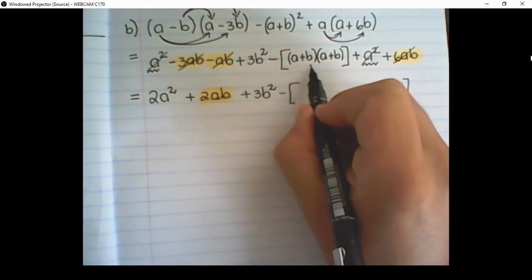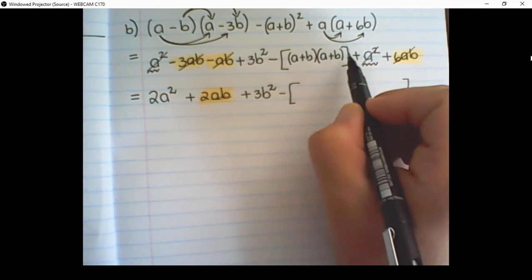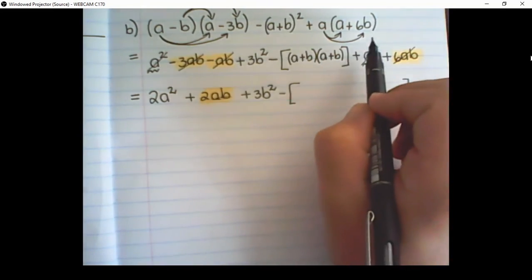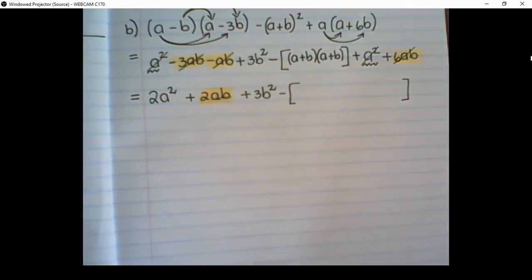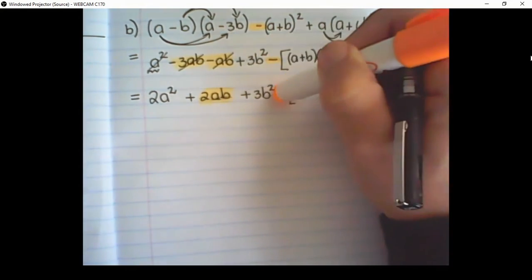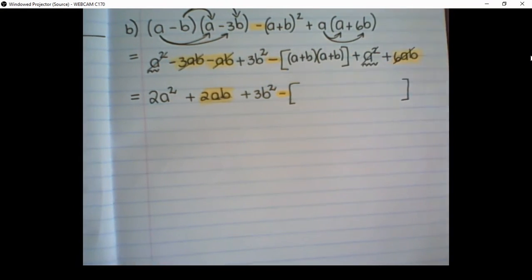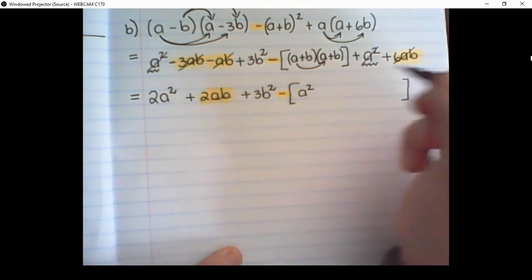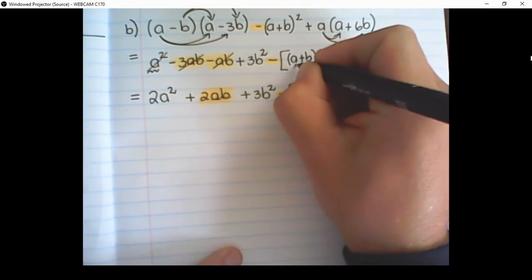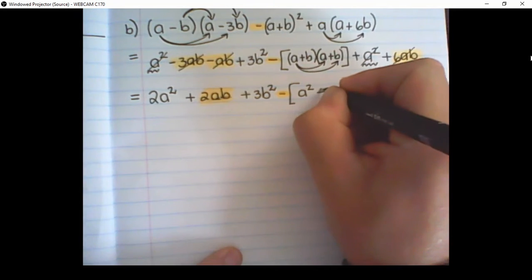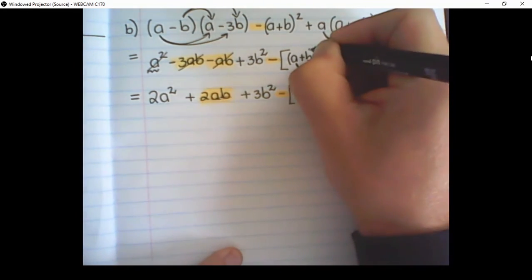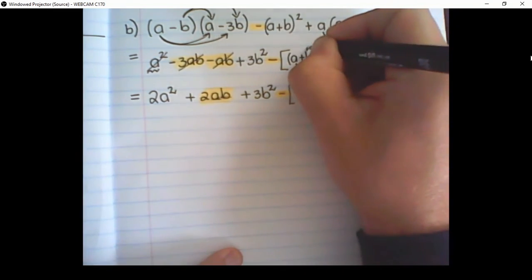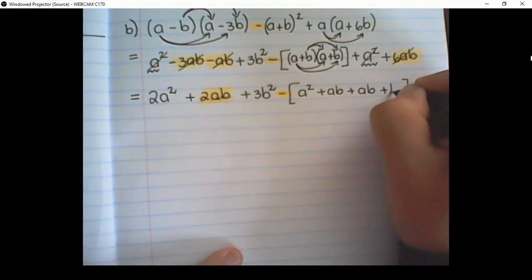So now let's multiply out this bracket. Notice I'm writing it in square brackets because I need to subtract a plus b squared from the full solution. That's why we are keeping the subtraction right through up until the end. So a times a is a square. Then we have a times b, which is plus ab. Then b times a, which is plus ab, and b times b, which is plus b squared.